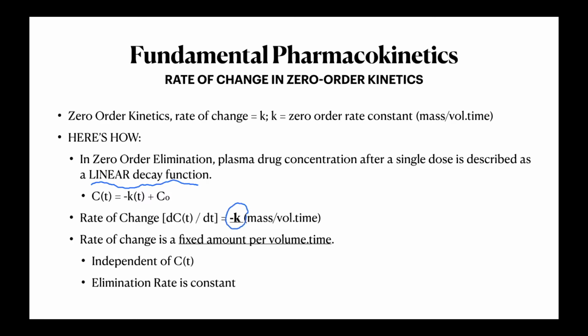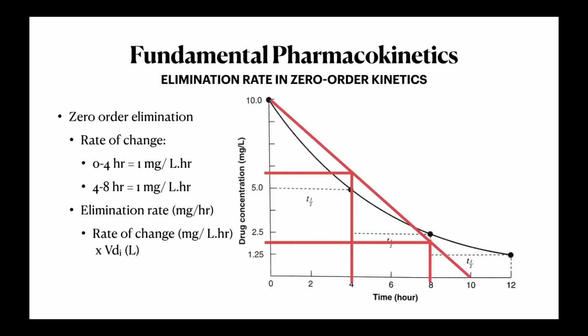So this tells you that the rate of change is a fixed amount per volume time. It is independent of the current plasma concentration, and the elimination rate is constant in a given volume of distribution. Now, let's go back to the previous slide again and look at this. So for zero order elimination, let's assume that this has a volume of distribution of 1 liter to make the maths nice and easy.